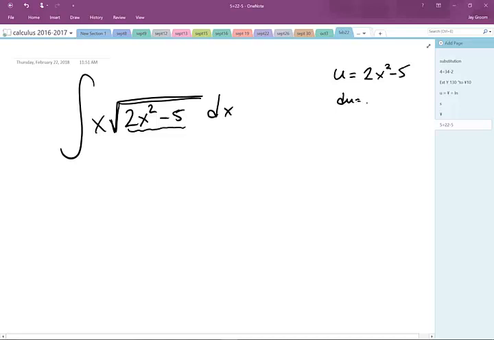What would du be? 4x dx. Oh my gosh, look at this. Miss Reardon, look. Look what I have. I have an x dx. How freaking cool is that? So what I have, you see, is 1/4 of a du. I have an x dx. So I'm going to get rid of this x dx over here. I'm going to replace it with a 1/4 and a du.